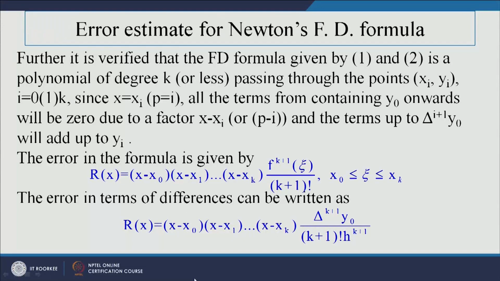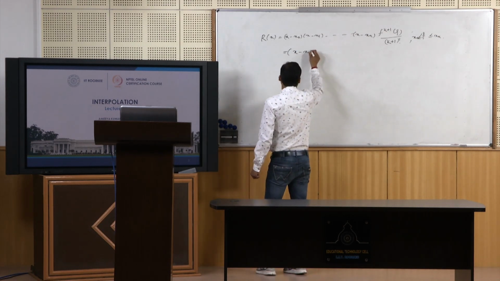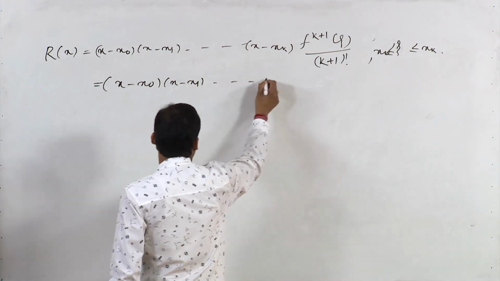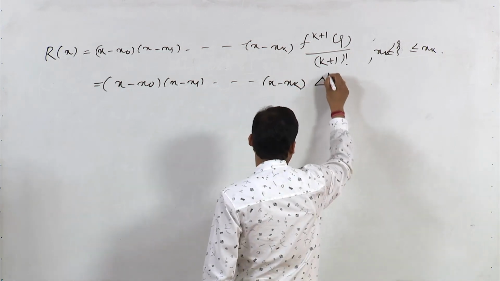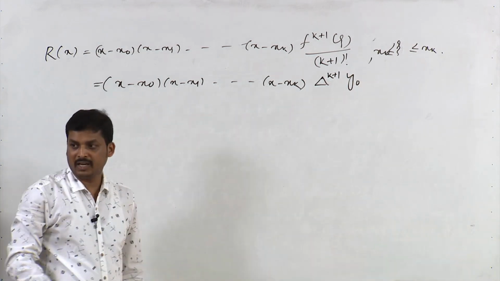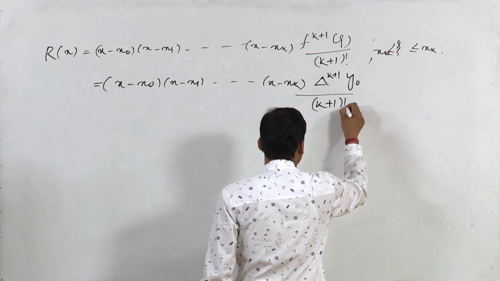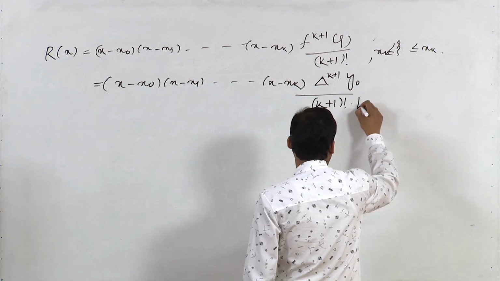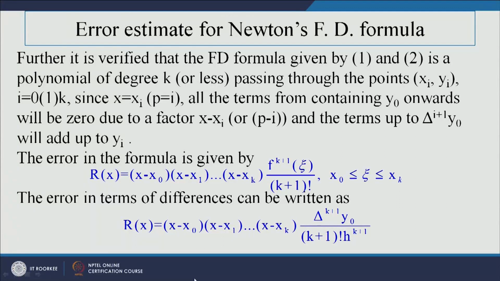And if we want to represent in terms of Newton's forward difference operator here, then we can write this one as x minus x0, x minus x1 to x minus xk into del to the power k plus 1 y0, or f of x0 we can say, by k plus 1 factorial into h to the power k plus 1 here. So this is the generalized error estimation formula for Newton's forward difference formula here.